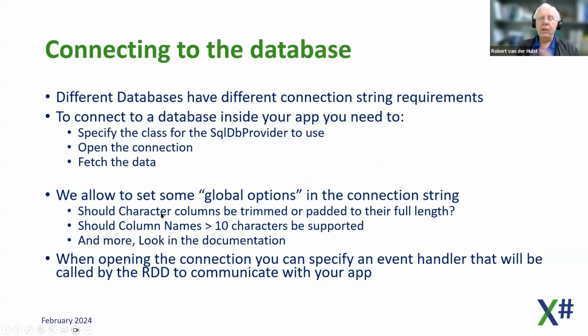Good. In the connection string, we allow you to do some extra settings in there. Look in the documentation if you want to see what exactly. But for example, if you have a column with, let's say, 100 characters in the database and only 10 are filled, do you want to have 90 spaces as a trailing space, or do you want the column to be retrieved as a trimmed value? It depends on your app.